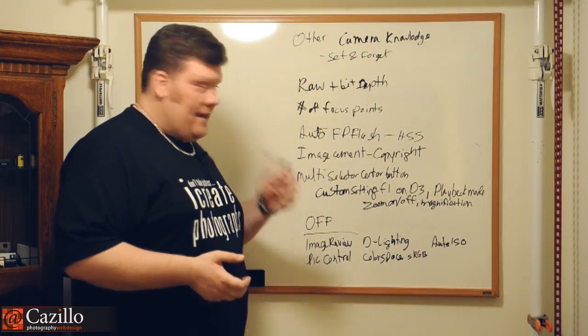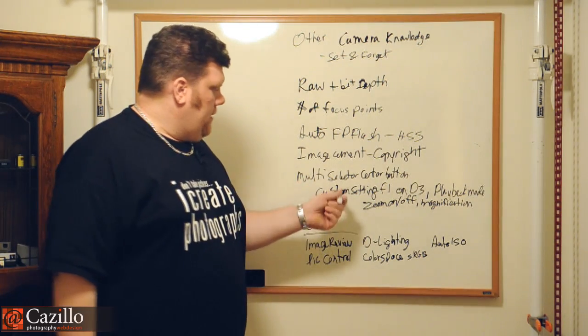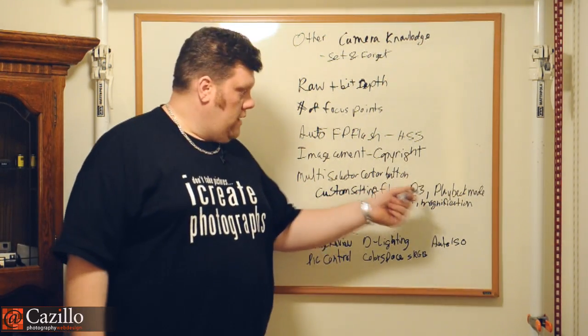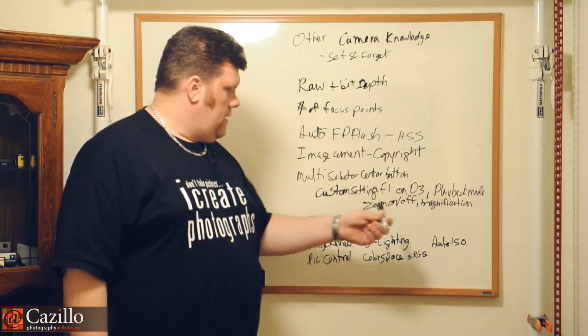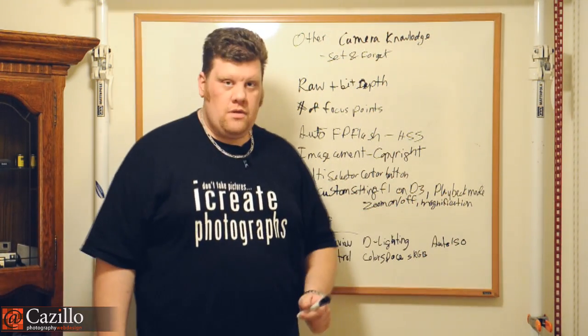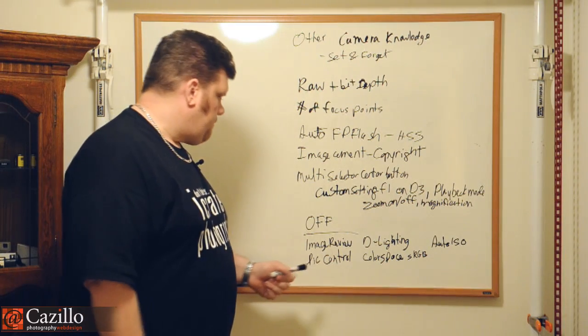It's awesome. Anyway, how do you turn that on? Again, custom setting F1. It's on the D3. Playback mode, and then zoom on and off, and I use medium magnification.